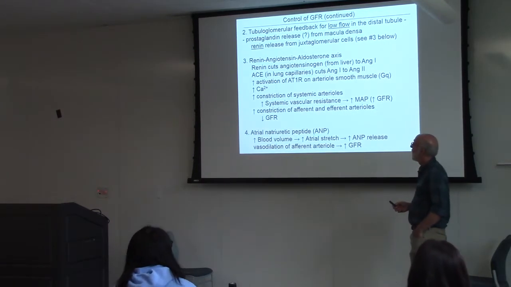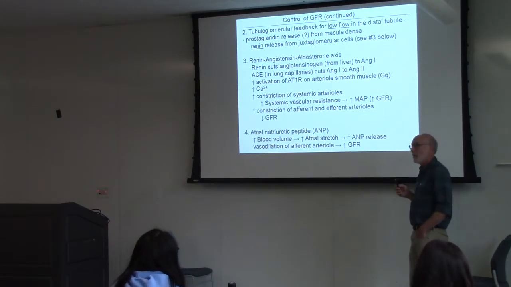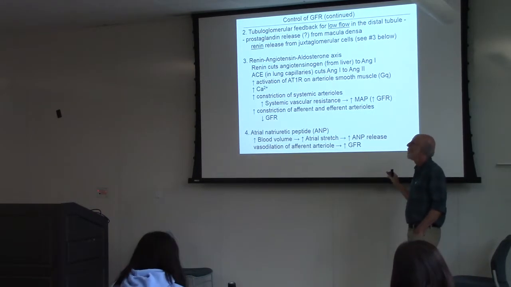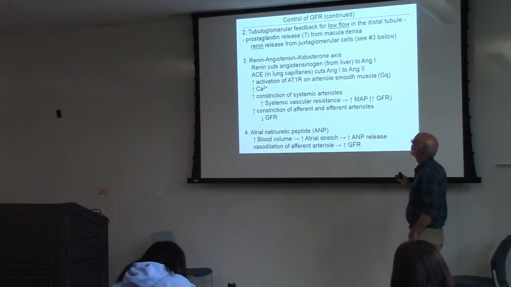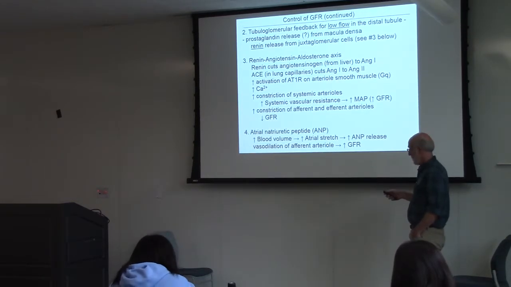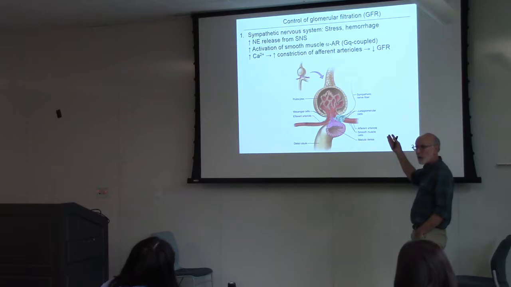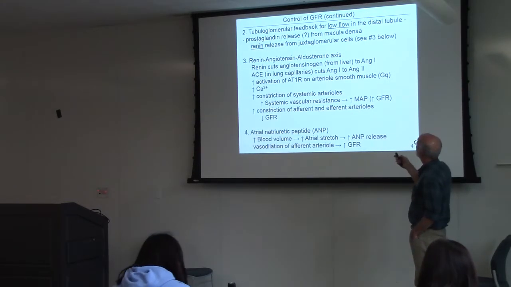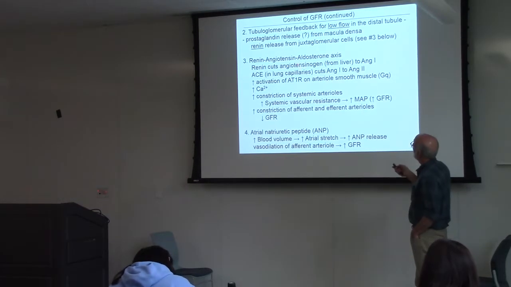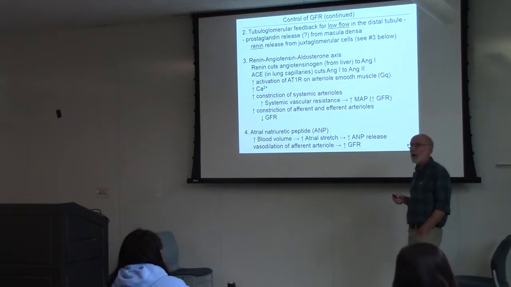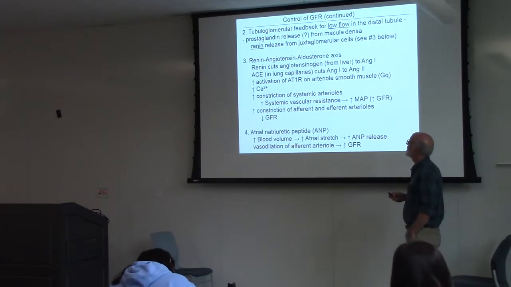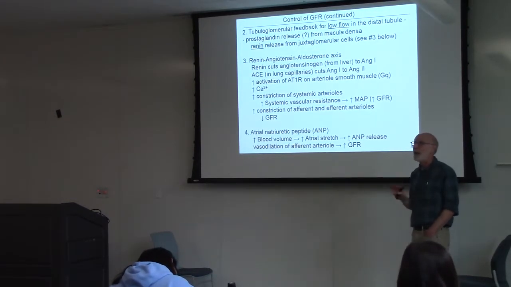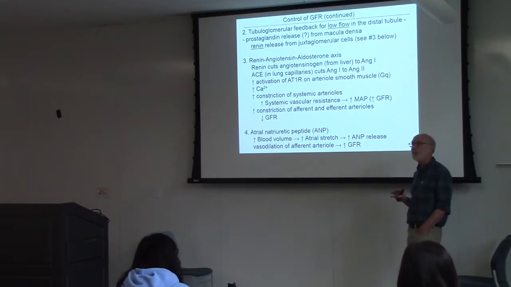Okay. There's questions about these. These are the ones I want you to know. So sympathetic nervous system, number one, where renin comes from and what stimulates renin release from the juxtaglomerular cells, and the story of the RAA, the renin-angiotensin-aldosterone axis. We haven't talked about aldosterone yet. We'll talk about that later.